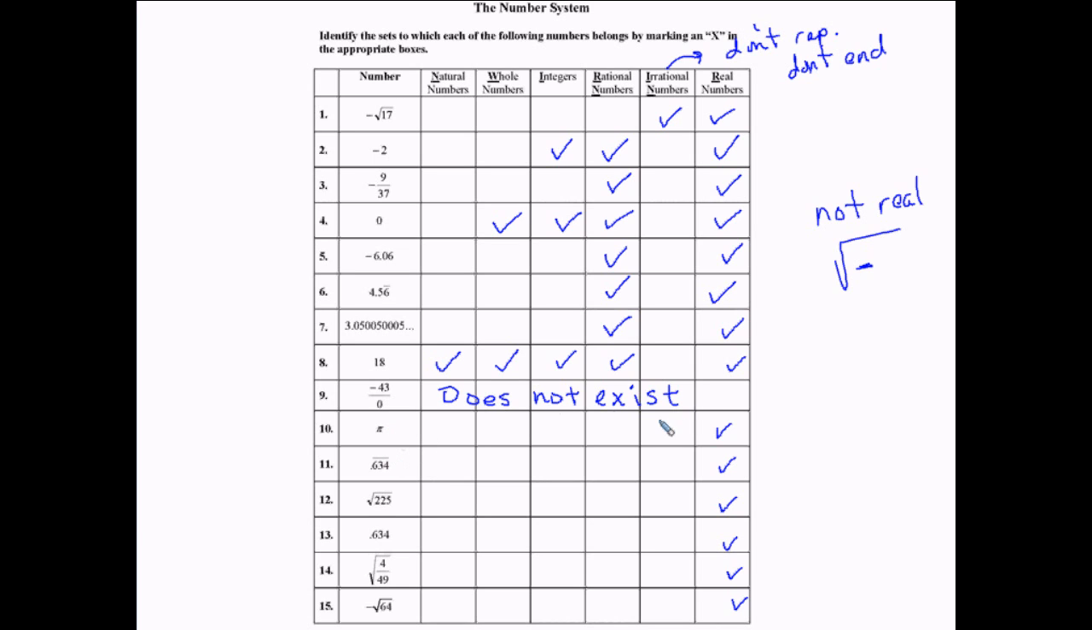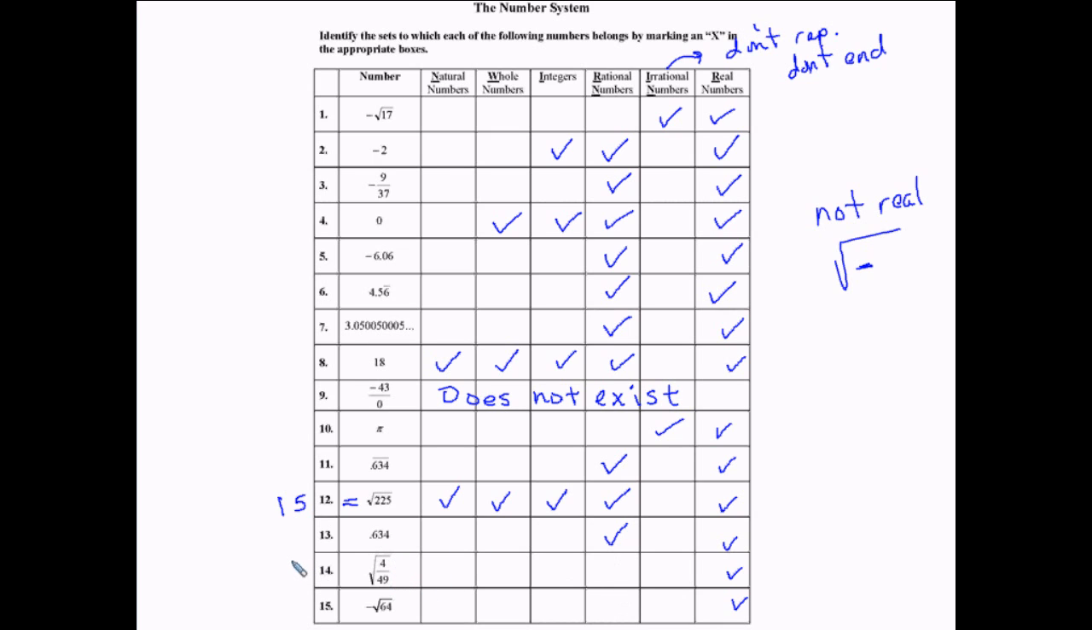Pi, irrational. We have 634 repeating, rational. The square root of 225 is 15. That is a perfect square. It is a whole number, but it's also a natural number and an integer, and it's rational. 634 that ends is rational.